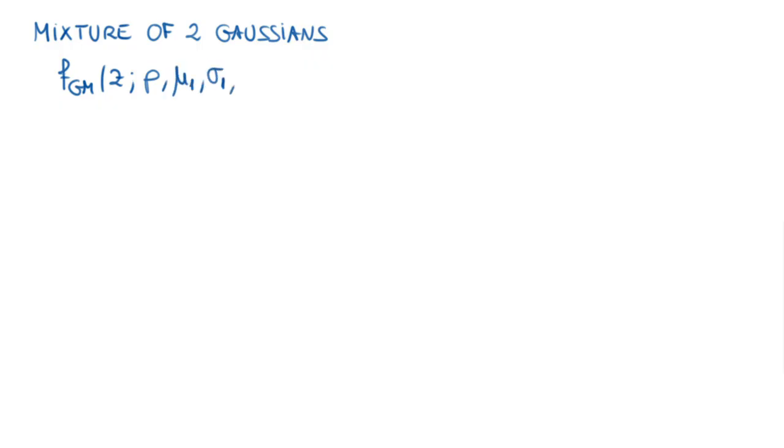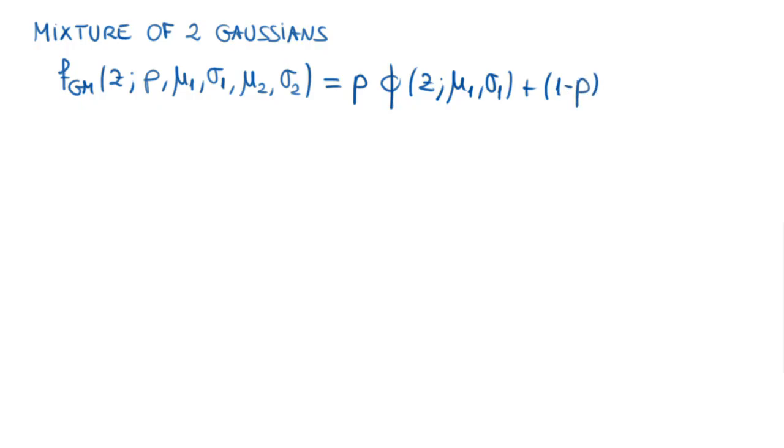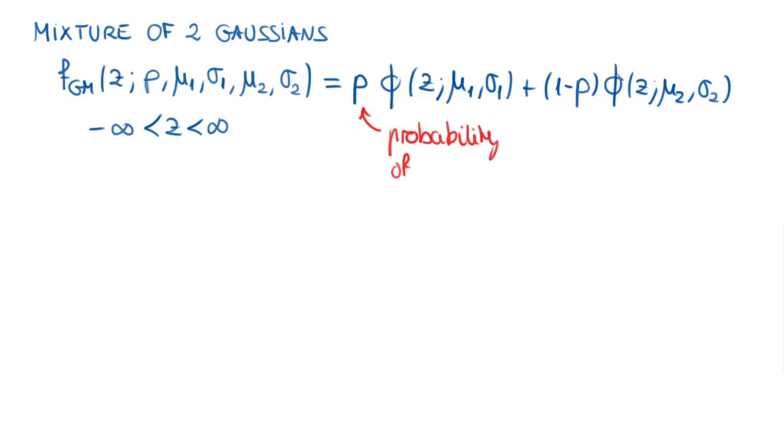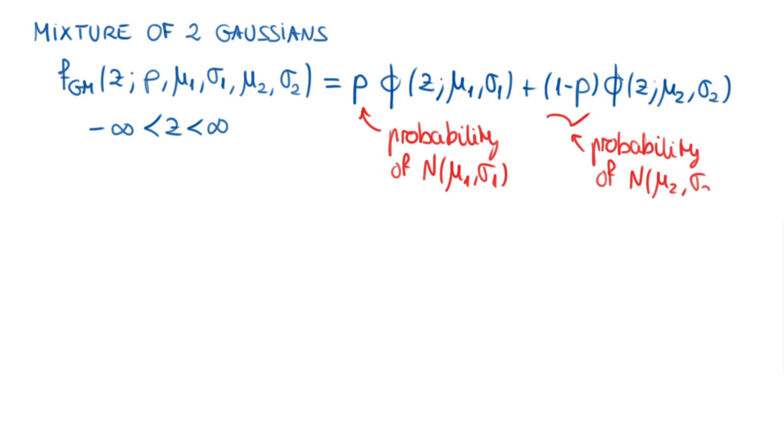The PDF of a mixture of two Gaussians is equal to P times the normal PDF of parameters μ1, sigma 1, plus 1 minus P times the normal PDF of parameters μ2, sigma 2. The variable z takes values between minus infinity and infinity. P is the probability of the normal distribution of parameters μ1, sigma 1, and 1 minus P is the probability of the normal distribution of parameters μ2, sigma 2.